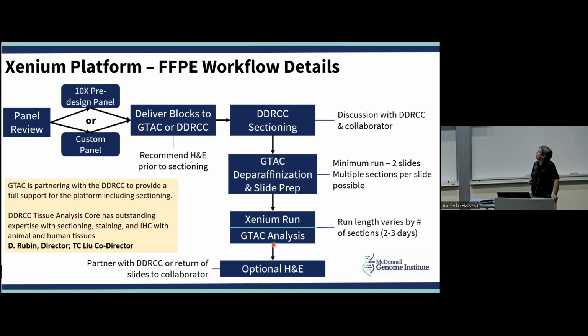this route, then basically you would deliver your blocks to us or the DDRCC. If you deliver them to us, we'll take them to the DDRCC and go through the sectioning and placement on the slide. Then they come back to us. We do the deparaffinization and the slide prep. We do the Xenium run. And at the end, I'll tell you a little bit about some of the analysis that we're setting up. It's just standard analytical pipelines that will come out with the data by default. And then there's also an optional H&E, which, if you're not comfortable doing that yourself, you can also talk to the DDRCC about as well.